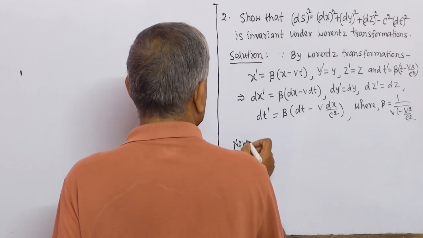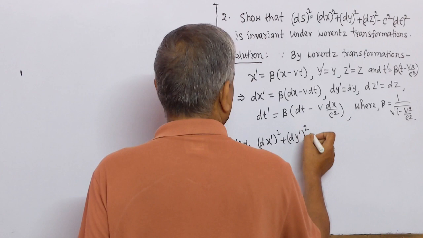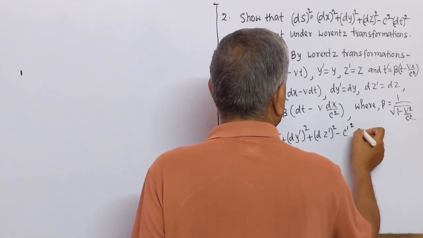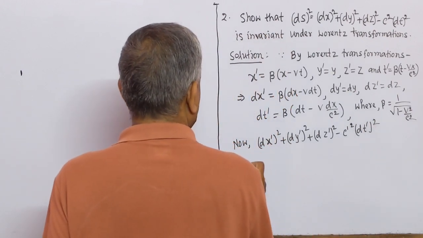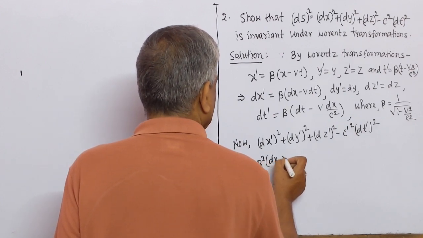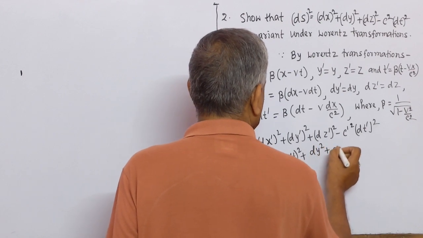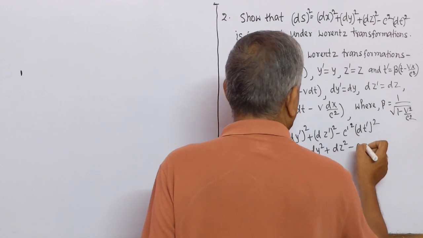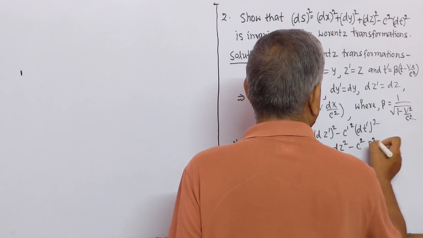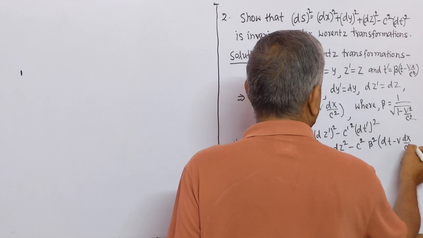Now dx prime square plus dy prime square plus dz prime square minus c square dt prime square equals dx prime square, which means beta square times dx minus v dt whole square, plus dy prime square equal to dy square, plus dz square, and c square times beta square times dt minus v dx by c square whole square.